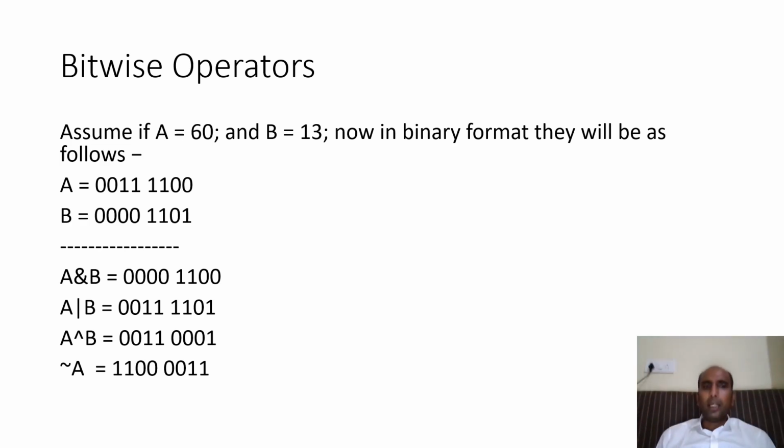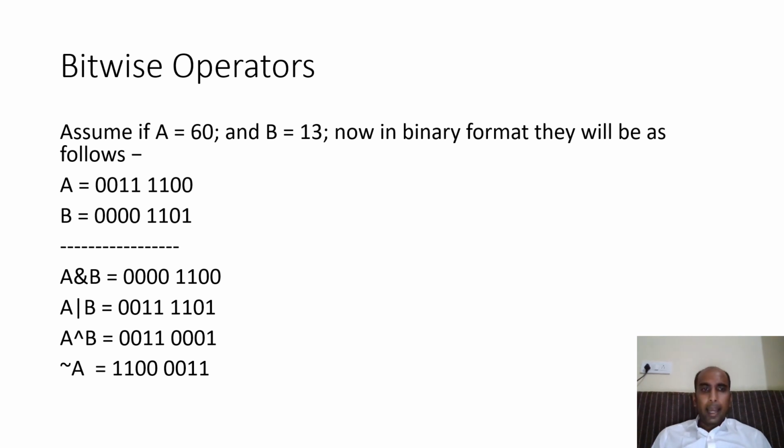Look at the bitwise operators. Let's assume a equals 60. I have converted a into binary form. And then the value of b is 13, and I have converted it to binary form. And then I have applied a and b, a or b, a XOR b, and one's complement of a.